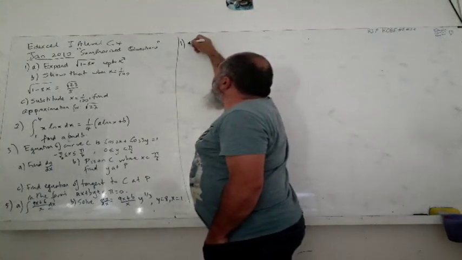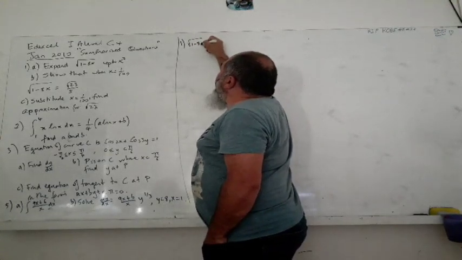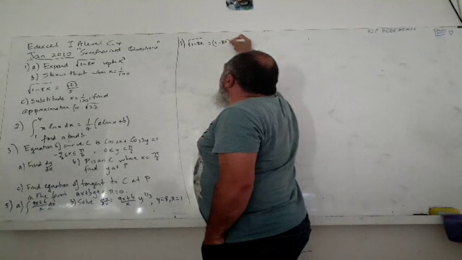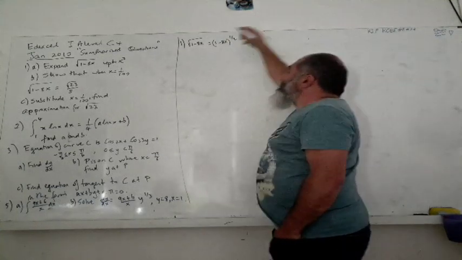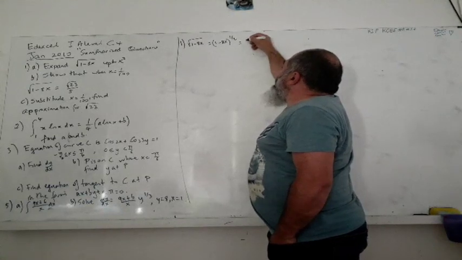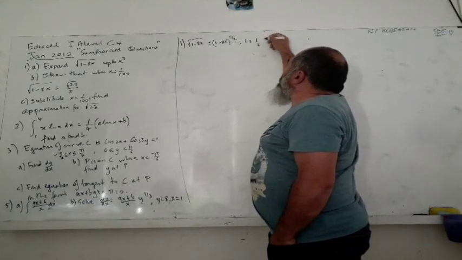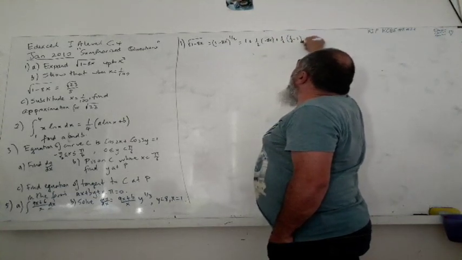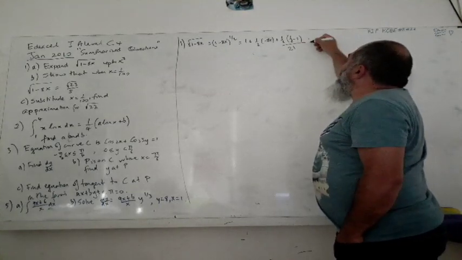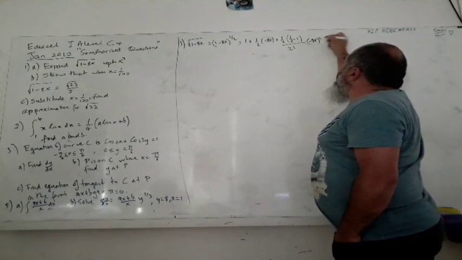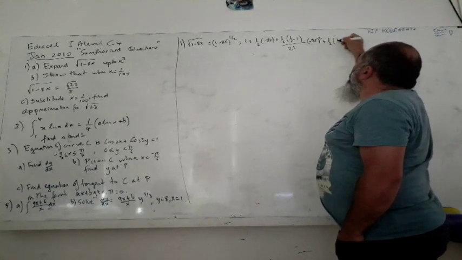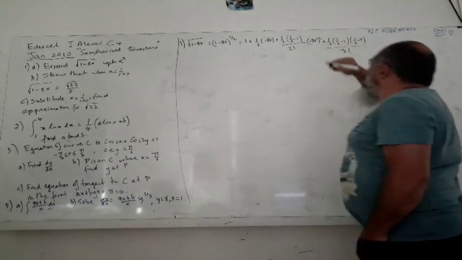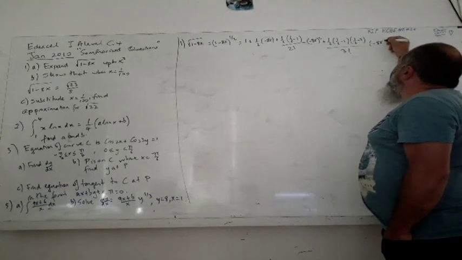Expand 1 minus 8x under the square root. This is equal to 1 minus 8x to the power of 1 over 2. And the expansion is going to be 1 plus 1 over 2 times minus x plus 1 over 2, 1 over 2 minus 1, over 2 factorial minus x squared plus 1 over 2, 1 over 2 minus 1, 1 over 2 minus 2, over 3 factorial minus 8x cubed.